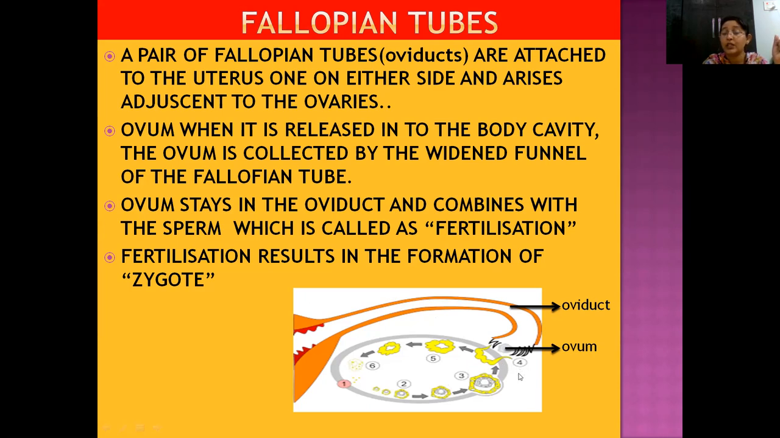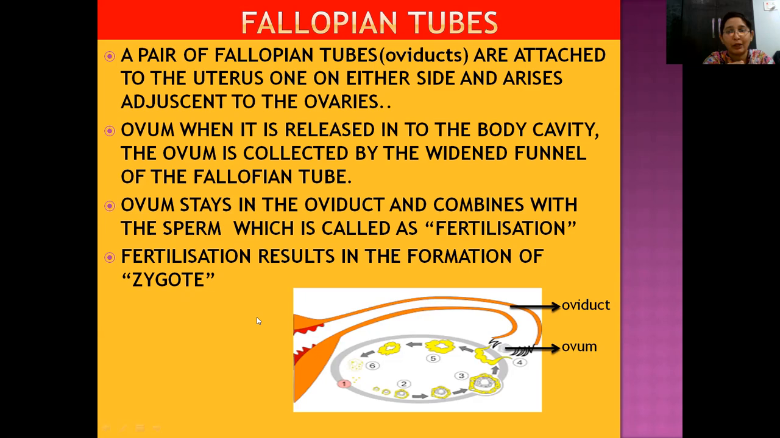When the ovum is released into the body cavity, the ovum is sucked in or taken by the widened part of the fallopian tube, and the ovum enters into the fallopian tube. In this fallopian tube only, the ovum stays for a few days. If the sperm comes, then the ovum combines with the sperm and it results in the formation of zygote. And this process is called fertilization.